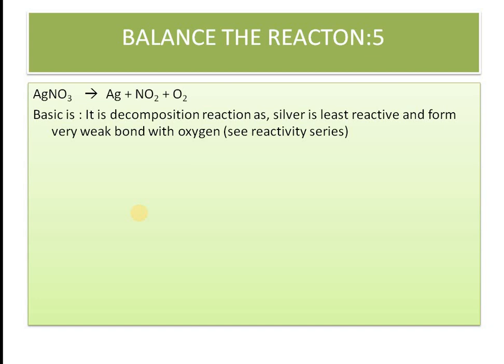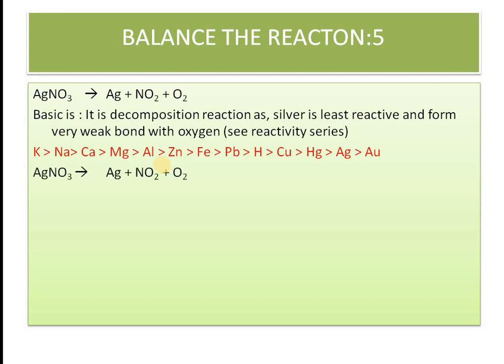What is the basic point here? This is a decomposition reaction, and you know that silver, gold, platinum are least reactive, and they are at the bottom of the reactivity series. So they are not likely to form a bond with nitrogen dioxide or oxygen. Therefore, we get the metal silver simply on heating, light or electricity. This way decomposition will be fast. You should be aware of the reactivity series also. Silver and gold are present at the end of the series, that is, least reactive.